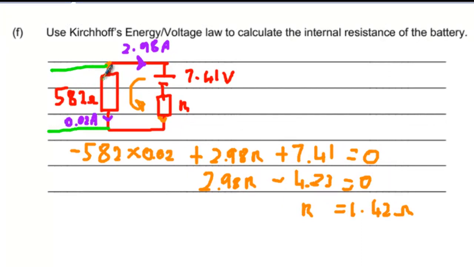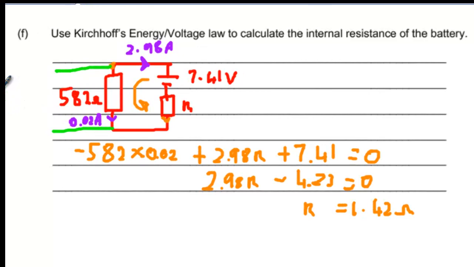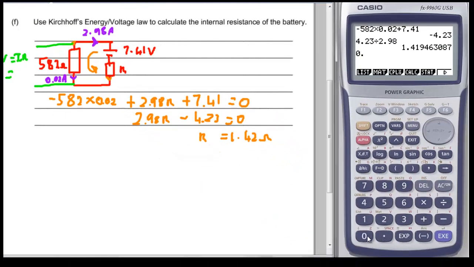So what's the voltage across this resistor? Well, the voltage across this resistor must be the same as the voltage across this resistor and power supply, okay, because they're in parallel with each other. And so we could use V equals IR. The current is 0.02. The resistance is 582. So the voltage there is 11.64 volts.